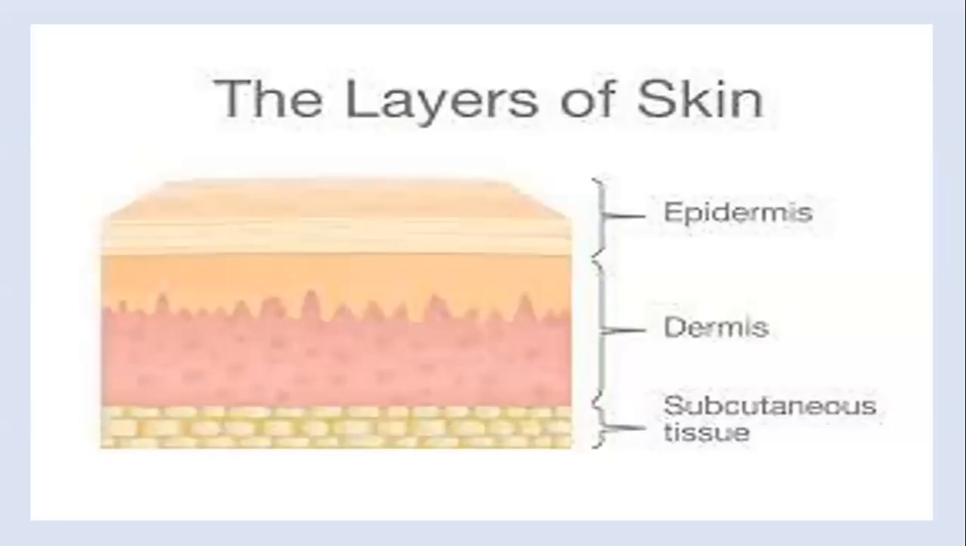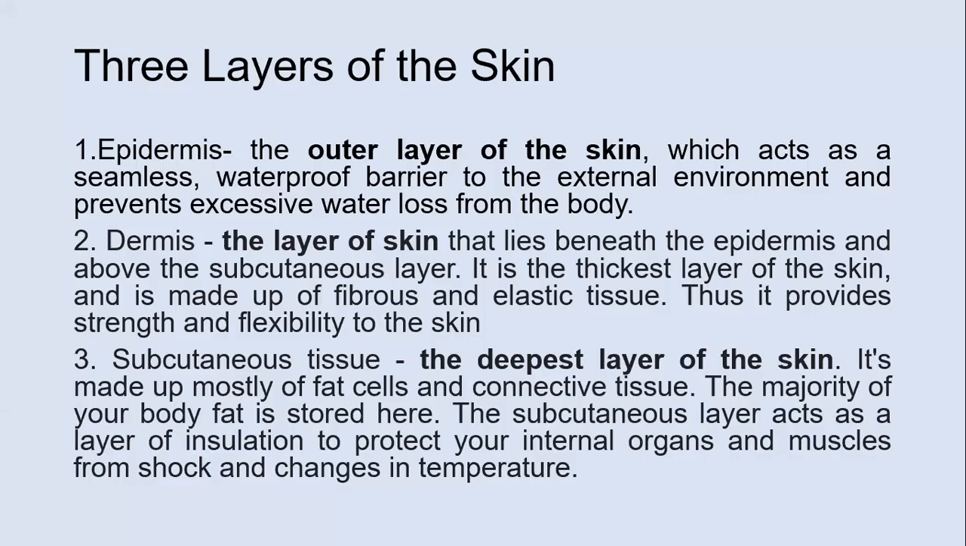So here are the three layers of the skin. The skin is made up of the epidermis, the dermis, and the subcutaneous tissue. For our epidermis, it is the outer layer of the skin which acts as a seamless waterproof barrier to the external environment and prevents excessive water loss from the body.